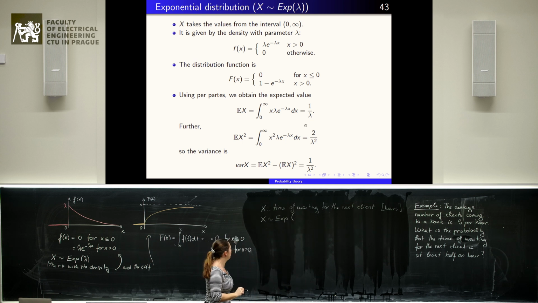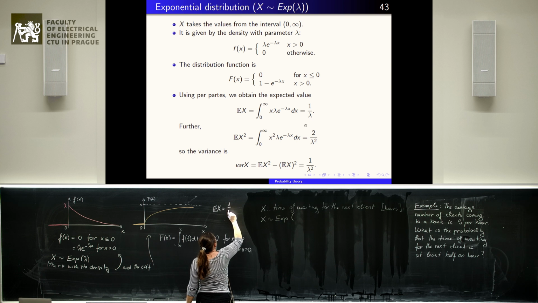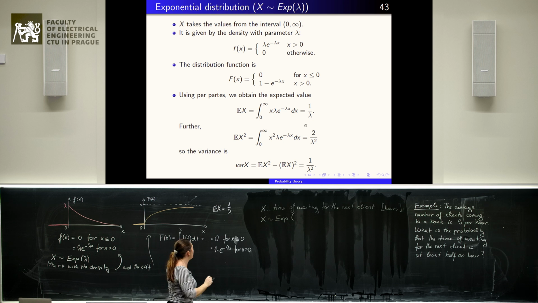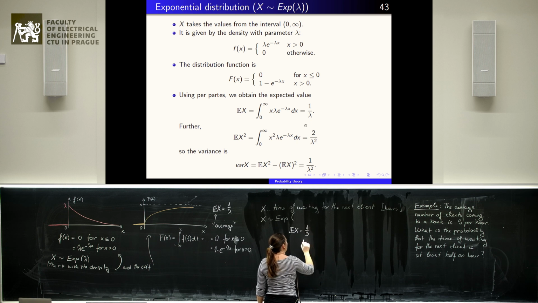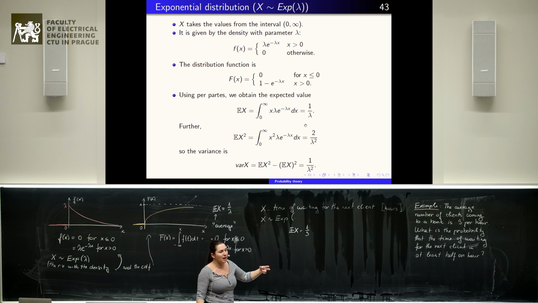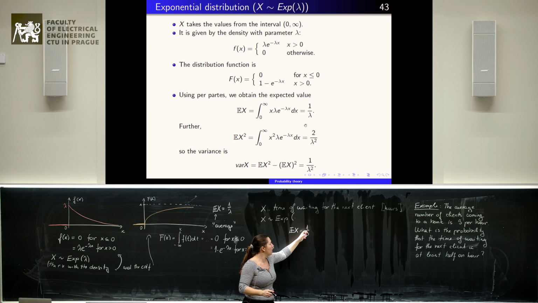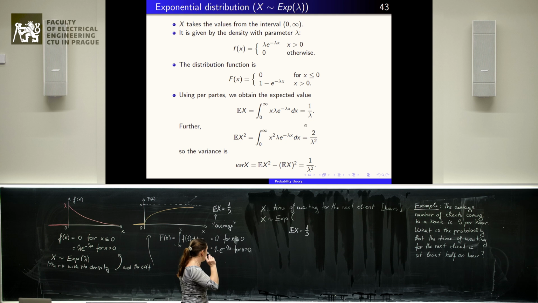And now we need to find the parameter lambda. As I mentioned, we know that the expected value of X is 1 over lambda. And we know that the expected value is the theoretical average. So we know that 3 clients per hour is the average number of clients. So it means that the expected value of waiting time is 1 over 3. Because when we have 3 clients per hour, it means that on average we will wait 1/3 of an hour for the next client.